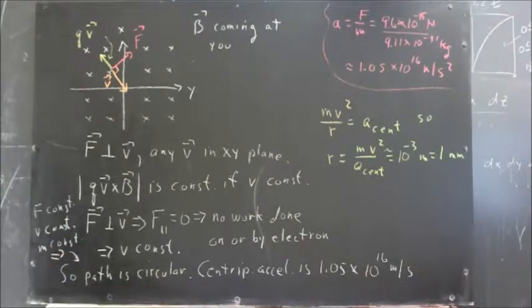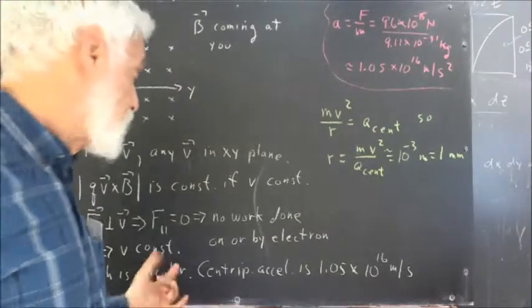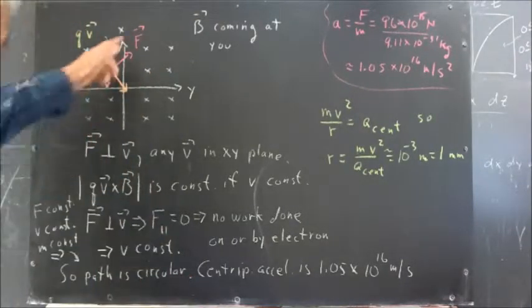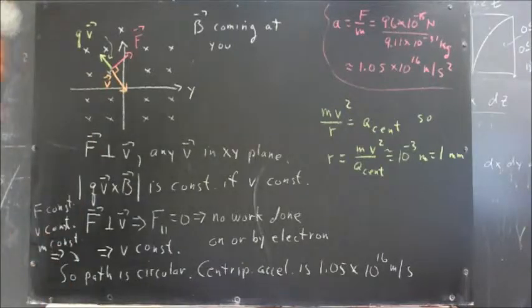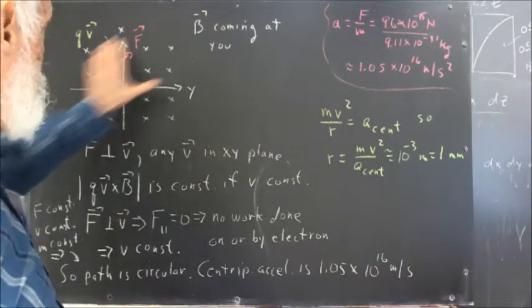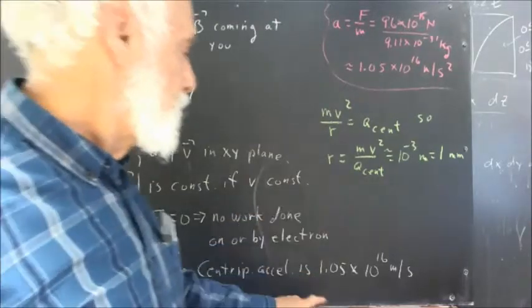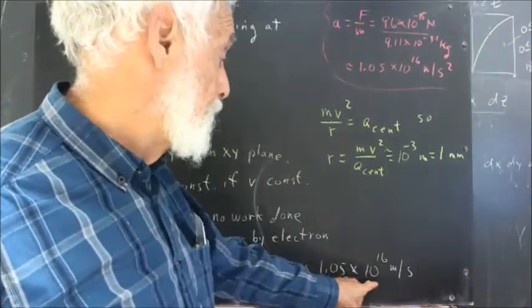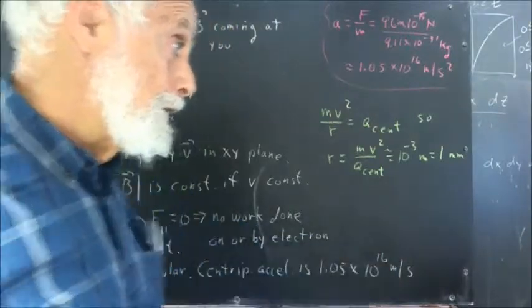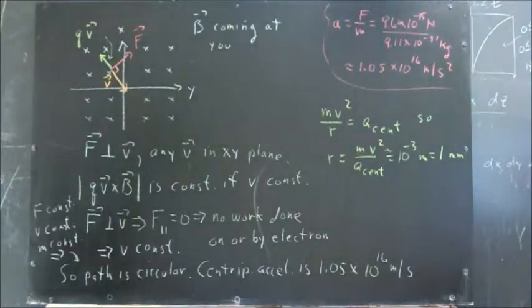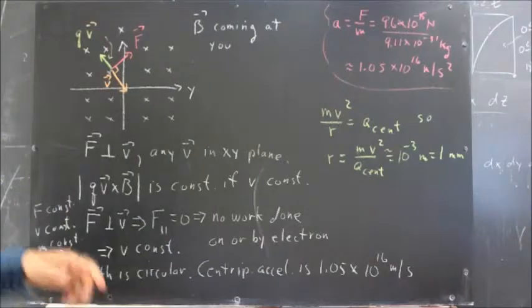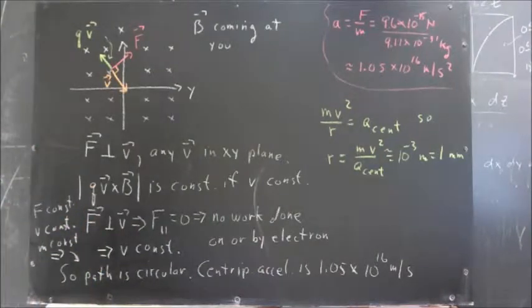That implies that the path is circular, and that now you have your acceleration perpendicular to the velocity vector, and in the same plane. So you have, well, the acceleration is now centripetal acceleration, 1.05 times 10 to the 16th meters per second squared. We ask for a description of the path. The description of the path is now it's going to be circular.